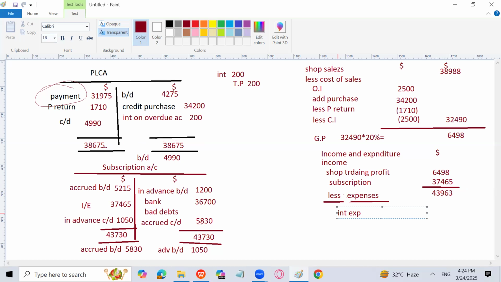That's it, because most of the data is not given regarding the expenses. I just want to do it again for you to have a better feel about the income and expenditure account and the statement of financial position also.